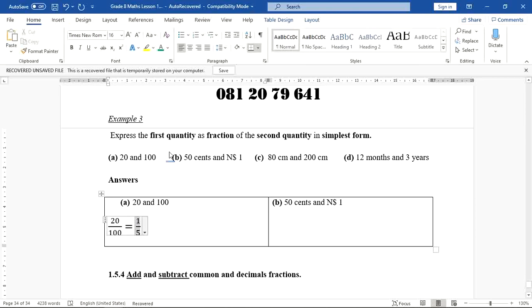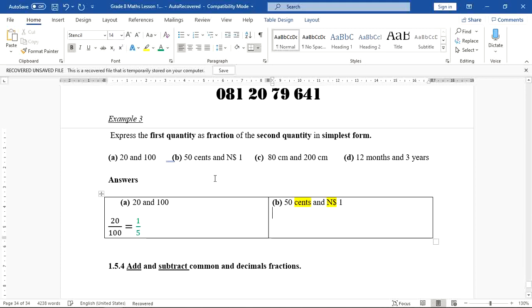Now this one is a bit tricky. Part B says 50 cents and $1. As you can see, these units are similar units. They are not exactly the same. They are similar because they are units of money. So what we need to do, we need to convert the bigger unit to a smaller one. So what do we know? We know that $1 is equal to 100 cents.